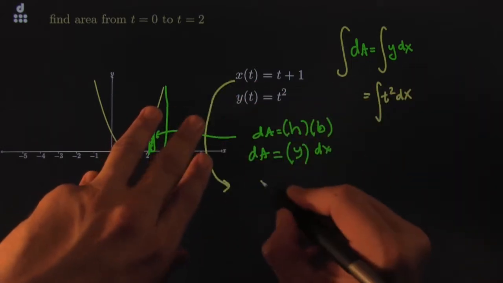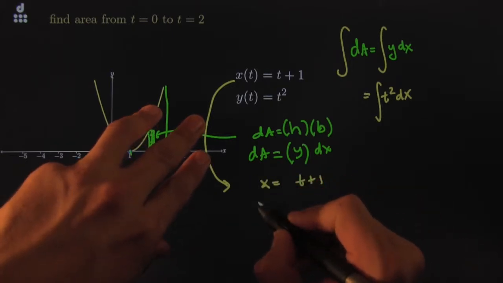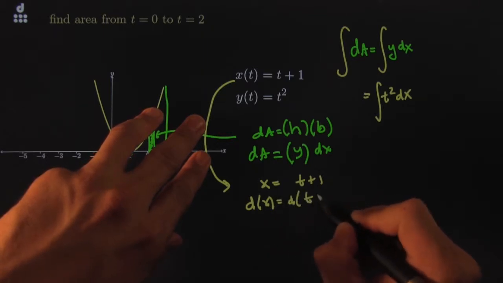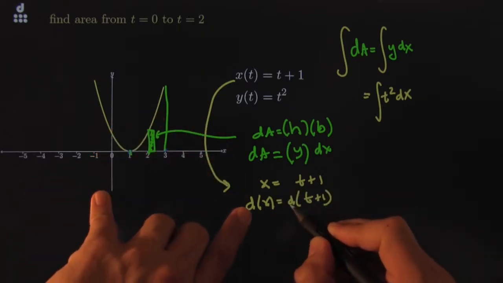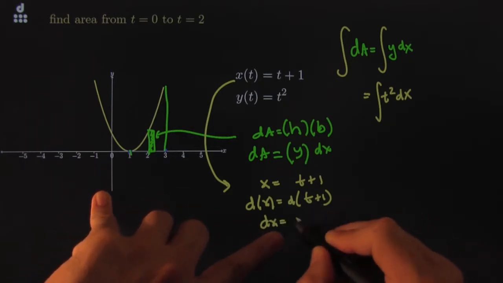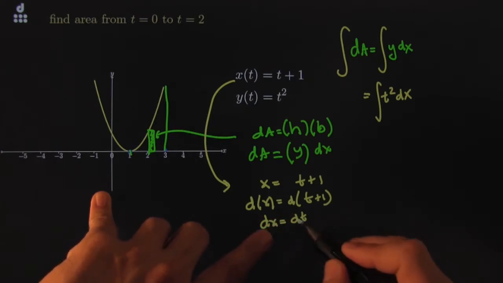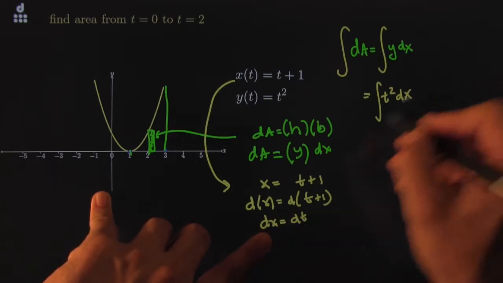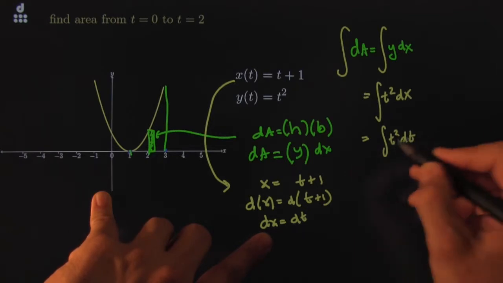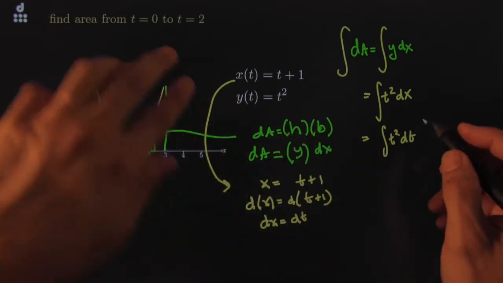Don't worry. x is equal to t plus 1. That would tell you that the differential of x would be equal to the differential of t plus 1. This is called slapping a d on both sides. That would give you that dx is equal to dt. Of course, d1 is 0. So the exchange rate for dx is the same thing as dt, making this one t squared dt. And what have I done here? I've changed my area not into x's or y's, but into t's.